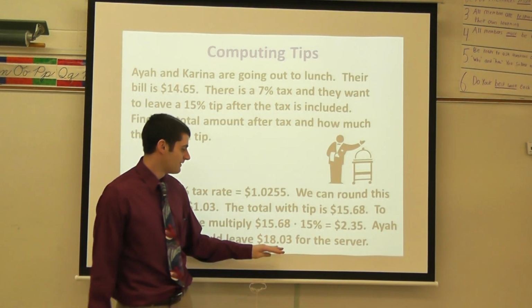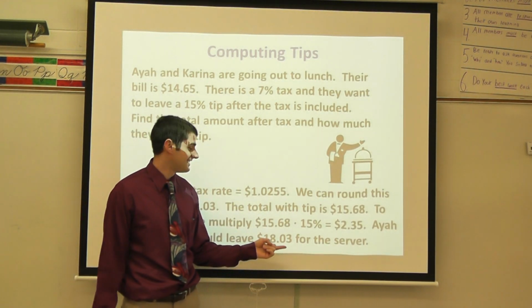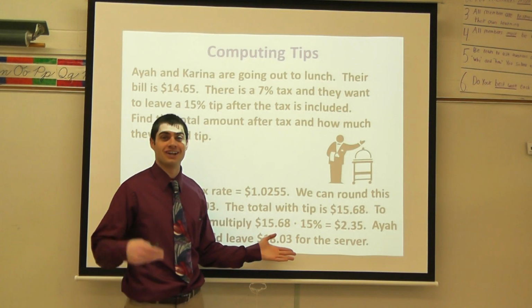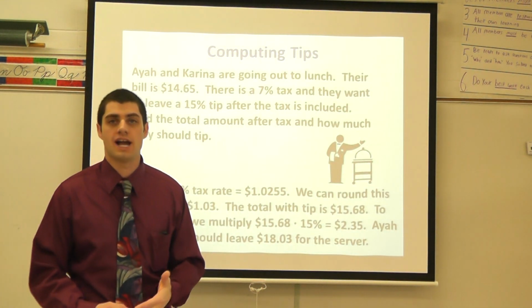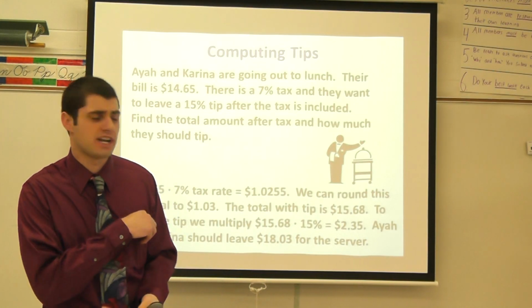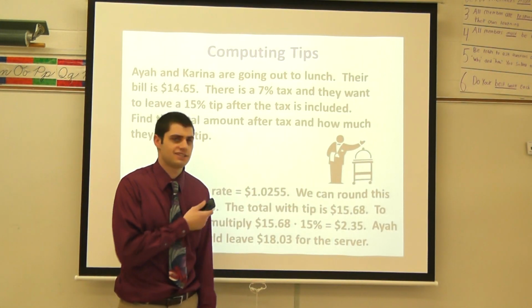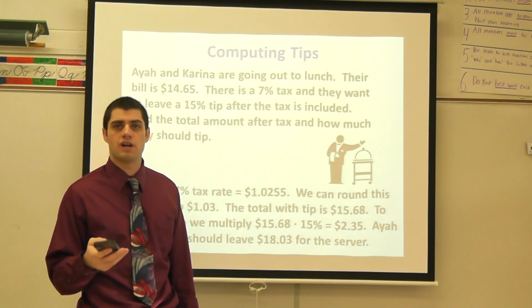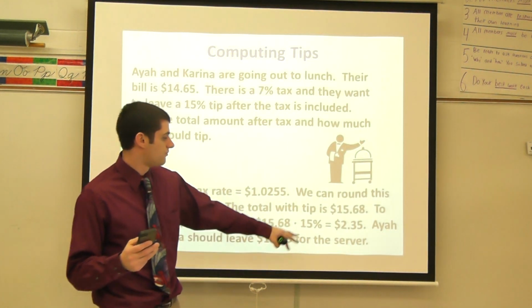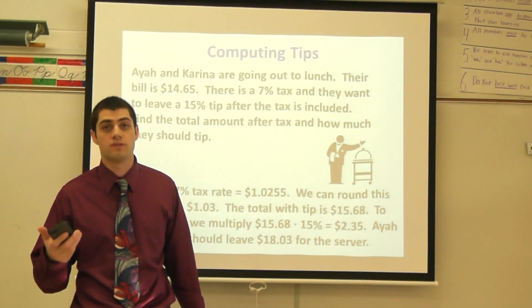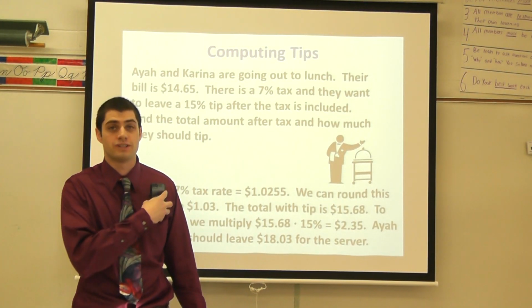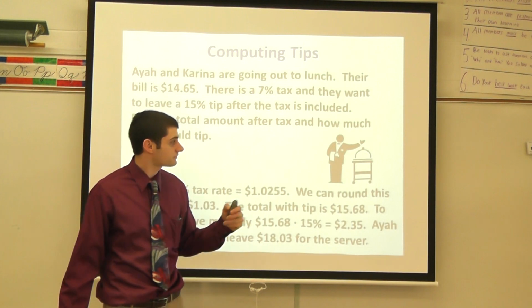Make sure you're not leaving $18.03 as your entire tip, because that includes the bill too. So as you're going out, if you're unsure, and you know that your total bill is $15.68, you can simply pull out your phone, get on your calculator, and multiply your bill by the percent of tip that you want to leave, and you'll be able to find your decimal very quickly.